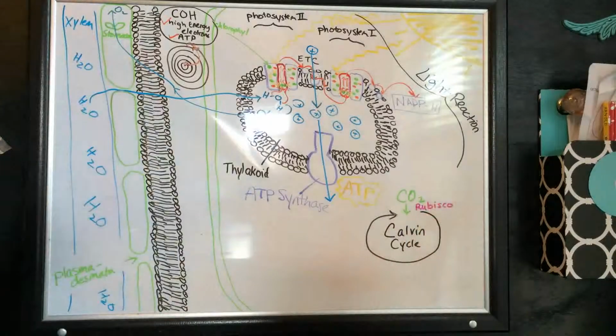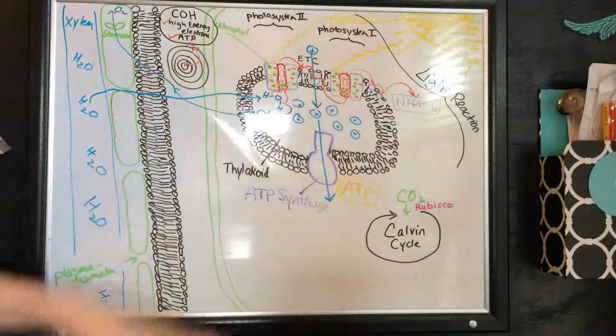Rubisco is the enzyme that can pull inorganic carbon dioxide out of the air and put it into an organic molecule. It is the enzyme that's very, very old, evolutionarily. And it's the enzyme that turned all of the atmosphere that we had in the primitive Earth into a livable, habitable place for us by producing oxygen and organic molecules. So, we've got our carbon and our oxygen.